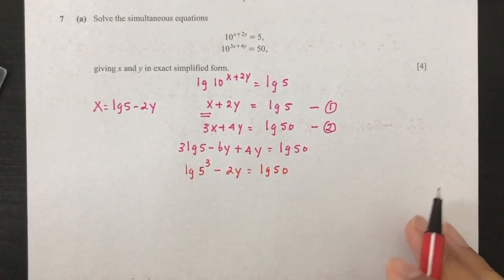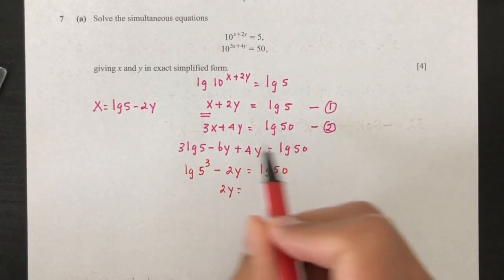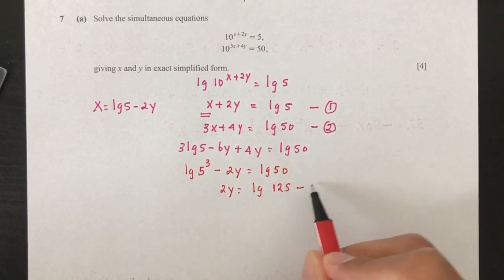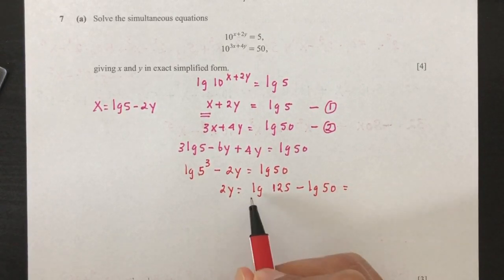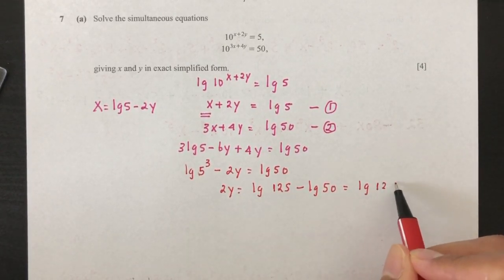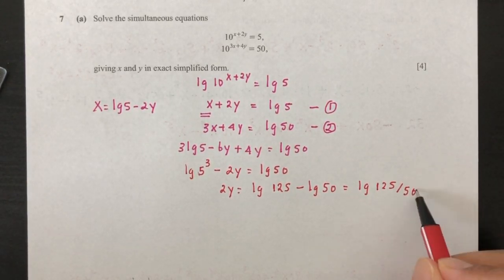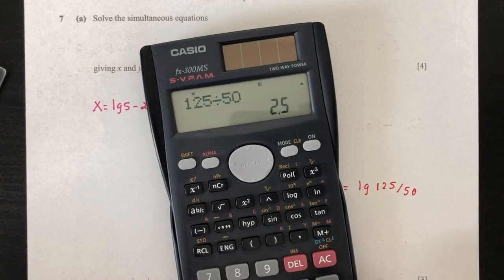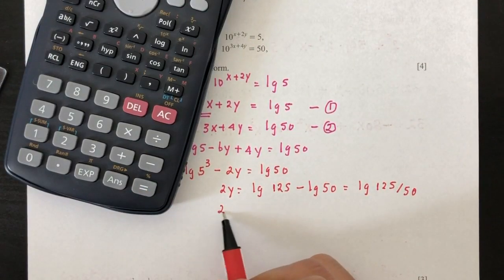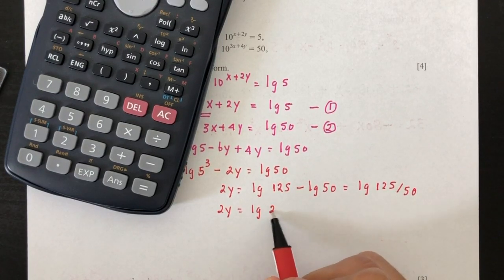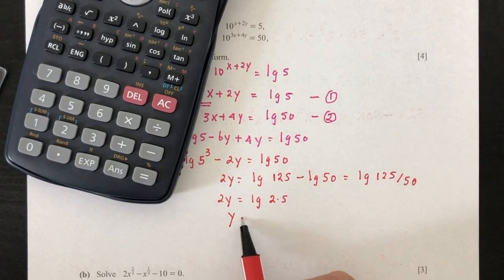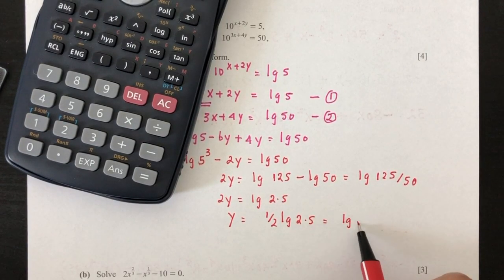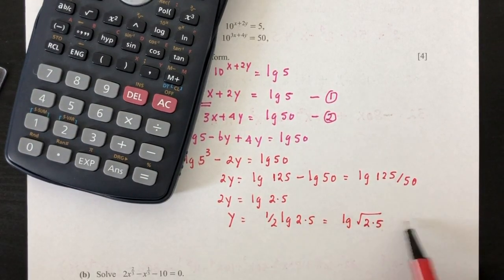Let's make y the subject of formula. You will have 2y. Send this one to this side. You will have log of 125, which is this one, minus log of 50. So when you have log minus log, it will be log of 125 divided by 50. Let's do that. 125 divided by 50 is 2.5. So 2y is equal to log of 2.5. So y will be half log of 2.5, which is log of root of 2.5. That is your value for y.